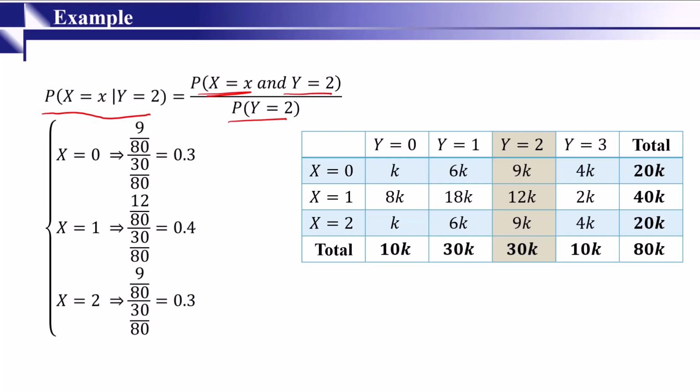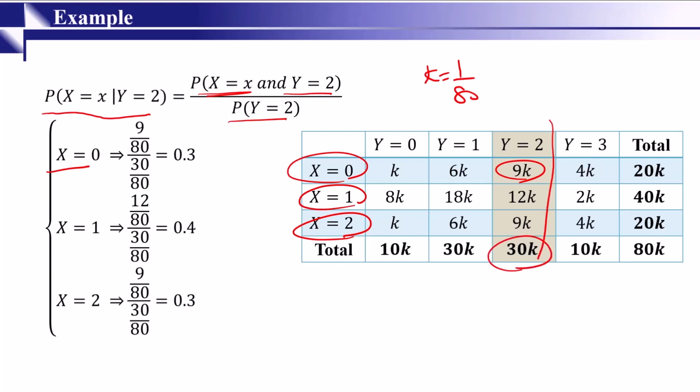So what are the possible values for x? X is equal to 0, x is equal to 1, x is equal to 2. If x is equal to 0, then the probability of X equal to 0 and Y equal to 2 is 9k, 9 by 80. We already found that k is equal to 1 by 80, right? And the probability of Y equal to 2 is this one, right? Sum. So it will be 0.3.